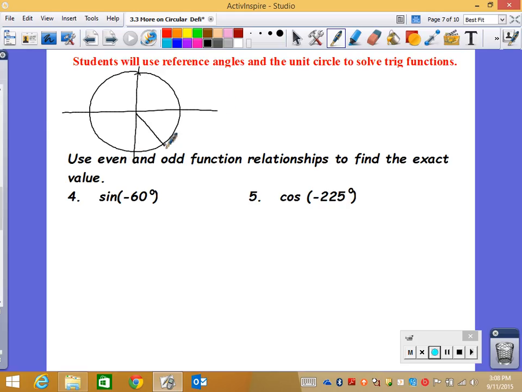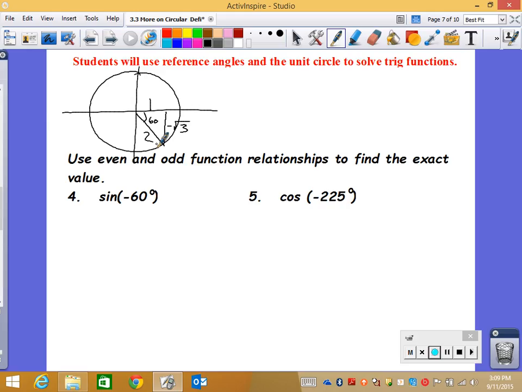So that's going to be in the fourth quadrant, 60 degrees going in the counterclockwise direction. Let's draw my special triangle in here. So I know then that the x coordinate is going to be 1, the y coordinate is a negative square root 3, and the hypotenuse is 2 again.